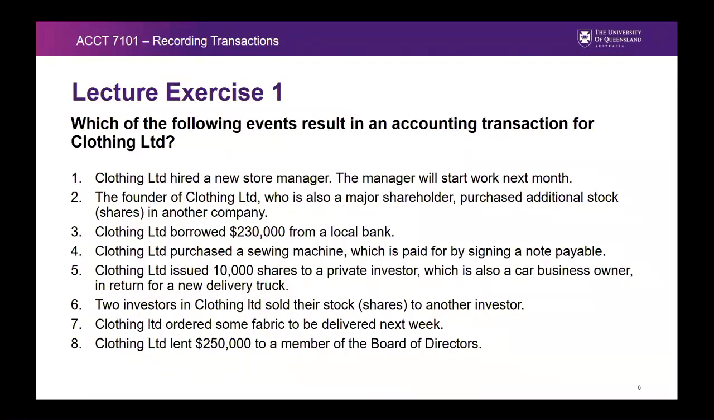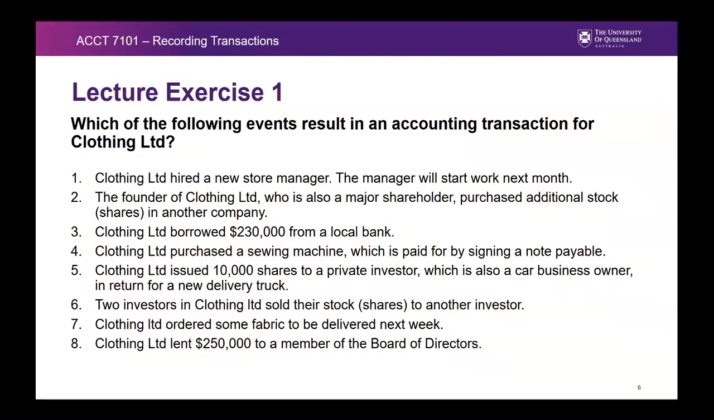Now, number six was two investors in Clothing Limited sold their stock to another investor. Would we record six? No, we wouldn't. It's similar to what I said before, because there's no real change in assets, liabilities, equity, income, or expenses. There's just a change in the underlying ownership of the shares. If we had someone managing the issued shares, we'd have a register of the owners that would change, but that wouldn't involve an accounting transaction the business would need to record.